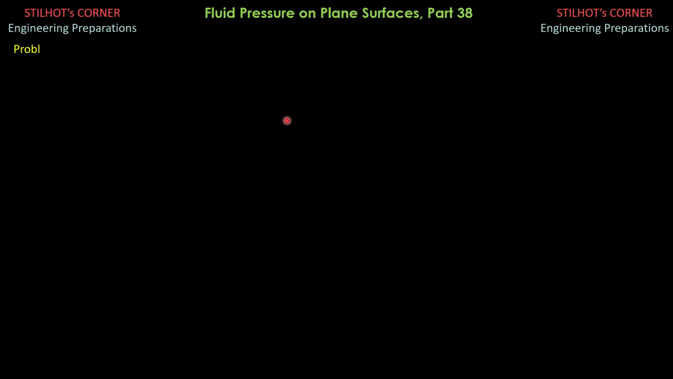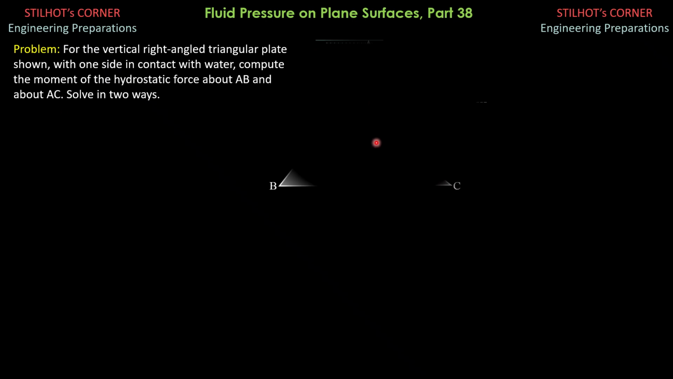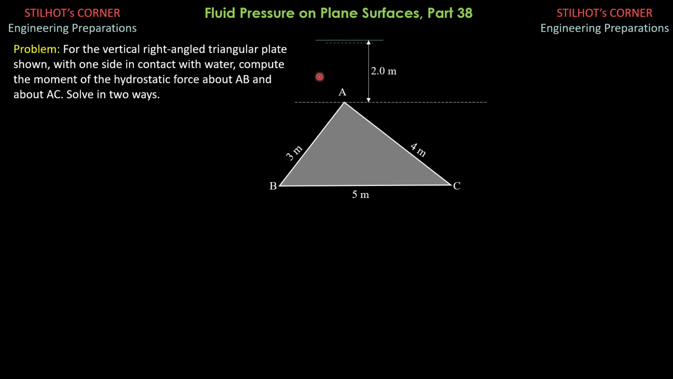So here is the problem. For the vertical right-angled triangular plate shown with one side in contact with water, compute the moment of the hydrostatic force about AB and about AC, solved in two ways. Then this is the figure, and for those who want to tap the board exam, pause the video up to here, then solve the problem.